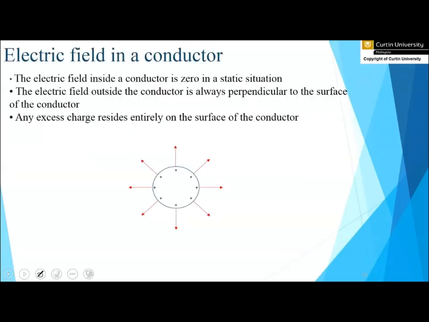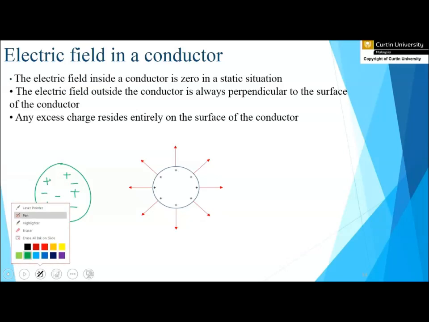Now let's look at the electric field in a conductor. In a conductor, we have not only one positive charge or one negative charge. We will have a lot of positive and negative charges scattered around in a neutral conductor. But what if this conductor is being charged? Let's say it is positively charged. When we say something is charged, it means the net positive charge is more than the negative charge.